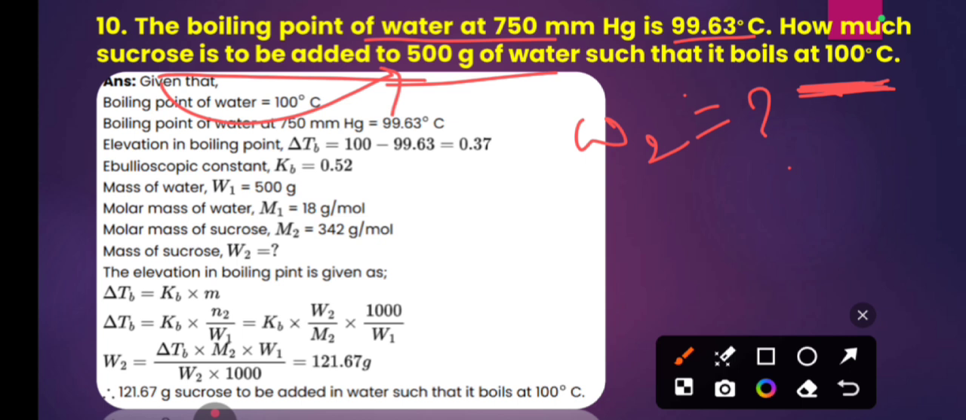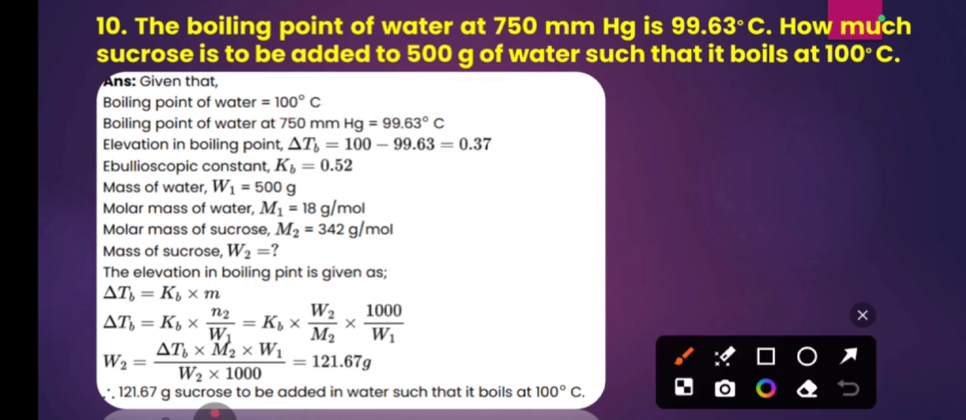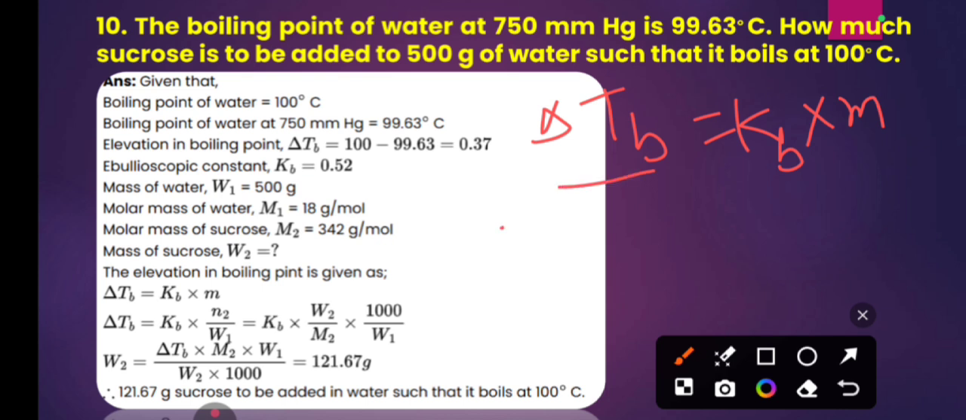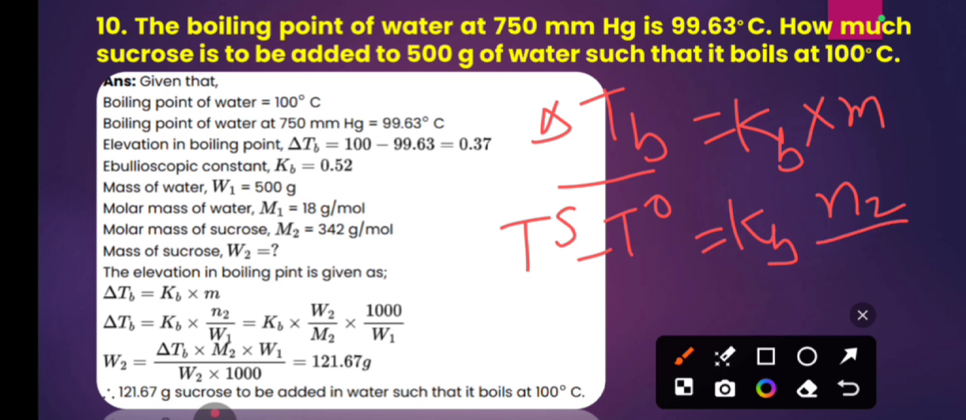So you have to use the formula for elevation in boiling point, because the term boiling is given to you. So what is the formula? Delta TB is equal to KB into m. This is the formula. Delta TB is TS minus T naught, equal to KB times molality, and molality is equal to moles of the solute divided by given mass of solvent, into 1000 if it is given in gram. So this is the formula.